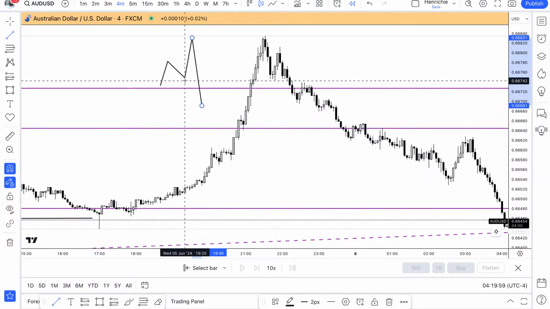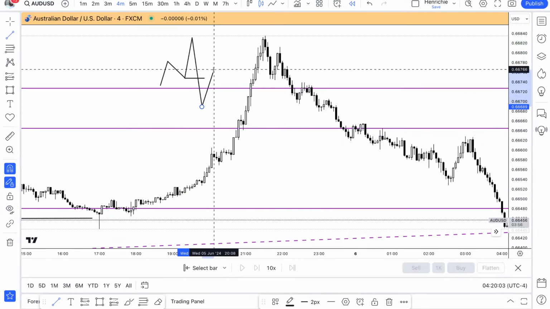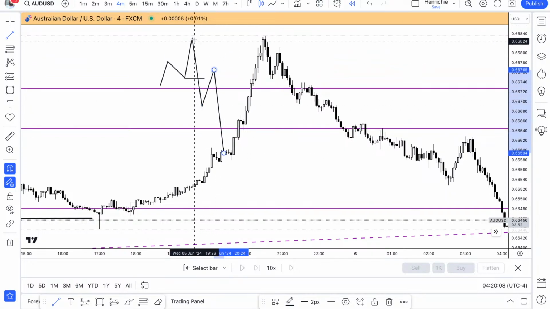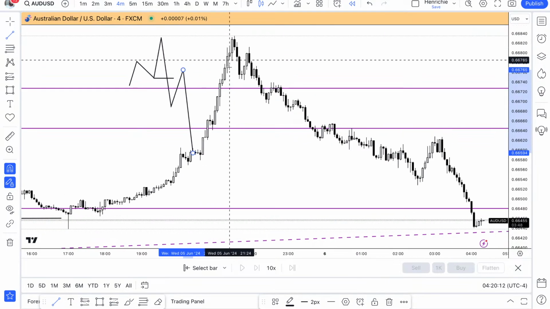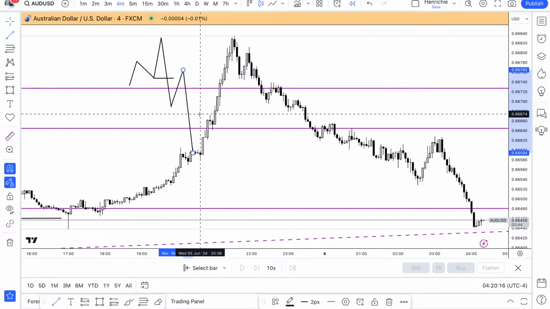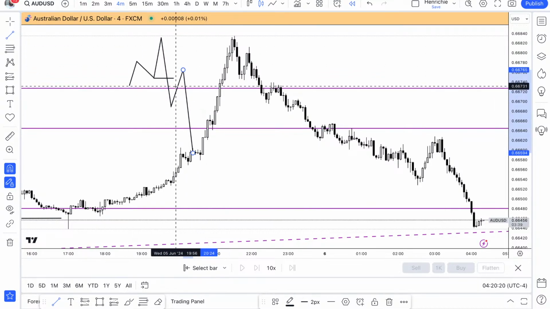This would be a break of structure. And then you now want to see a retest and then you sell. You sell from this retest, stop loss 1 or 2 pips above this high. That's how I would have sold this in a normal scenario. But one thing I need you to also understand is this is not the only way you can sell.